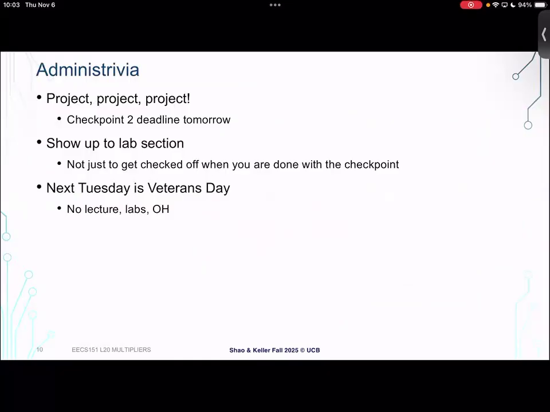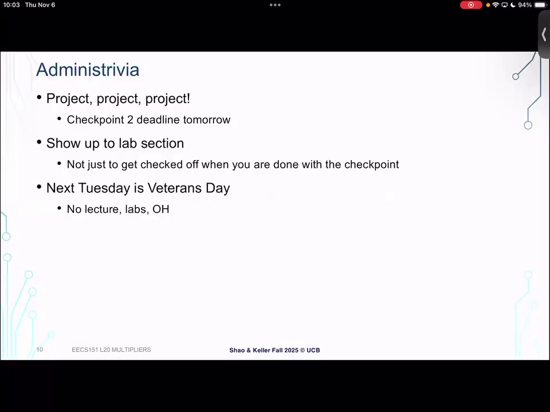I want to make another appeal to not just tomorrow, when I'm sure the lab sections are going to be totally slammed with people trying to get checked off, but please continue to attend your regular lab sections. Not just right before the deadline or when you're trying to get checked off. It's really useful to have a space where it's easy to get help and talk to your peers, and to have some dedicated time for you and your partner to sit down and work on the projects that's carved out of the rest of your busy schedule. So please do go to lab section unless you have some extenuating circumstance.